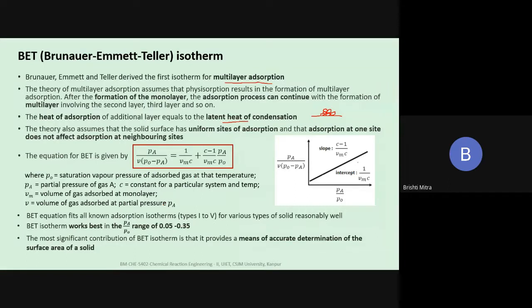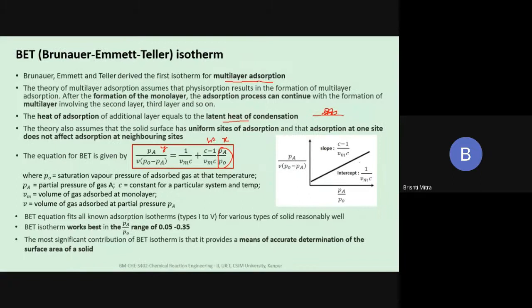So if you plot, this is again a linear plot. The entire term on the left hand side of the equal sign is my Y. If this is plotted versus PA by P0, which is my X, then I will get (C minus 1) by (Vm times C) as my slope and 1 by (Vm times C) as my intercept. Okay, this is my slope and this is my intercept.